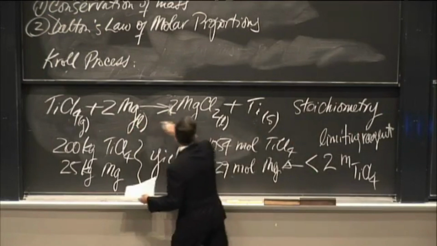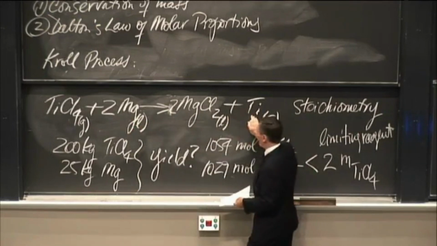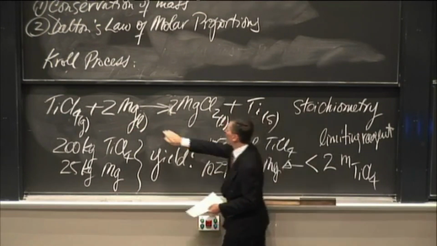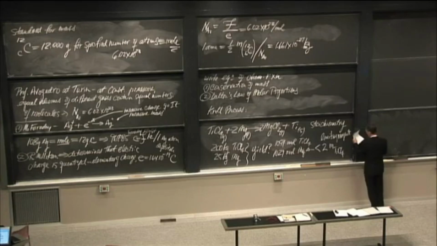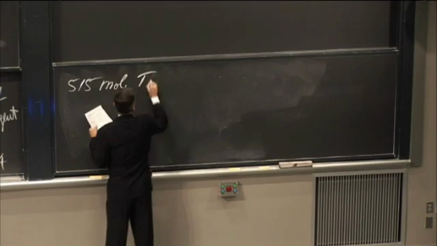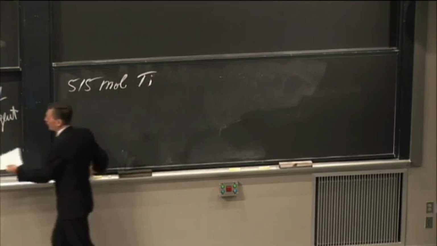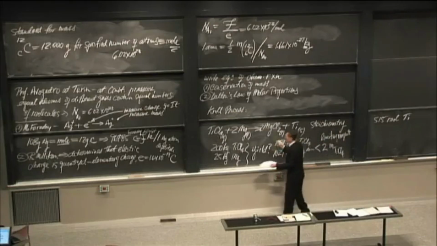All right, so now if we use that principle, then I'm only going to get as much titanium as I had magnesium, and you can see from the stoichiometry here, if I've got 1029 moles of magnesium, I'm going to have half of that number of titanium. So therefore, the amount of titanium is equal to 515 moles of titanium.